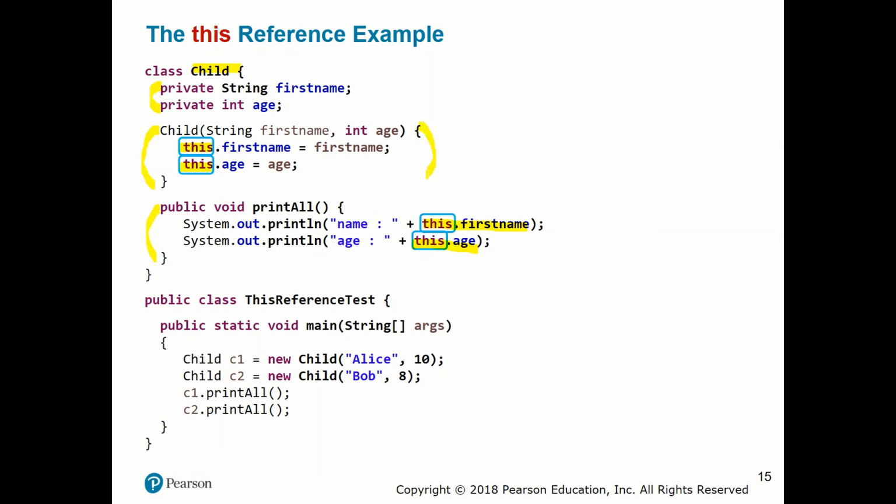In the constructor, there is confusion if we don't put this. If we don't put this, then this is the attribute first name and this is the parameter first name. There is no way to distinguish it. Okay, so in the constructor you must use this, but in the print all method you don't have to use the this keyword, but it is okay. Okay, this is good. This means the first name of the object. Okay, the first name of the object. This means like that.